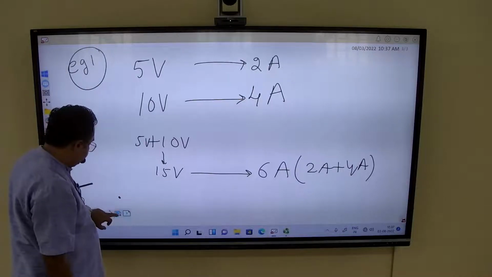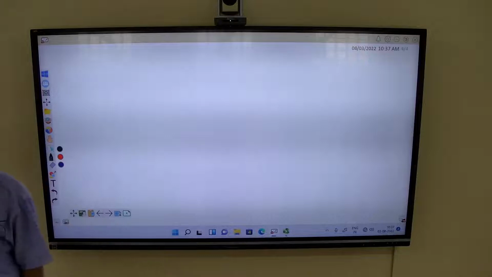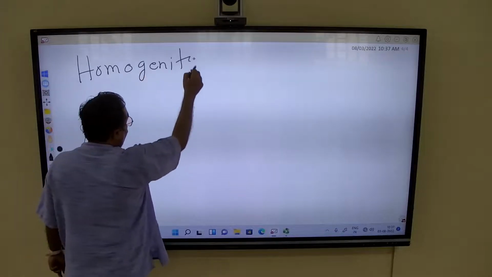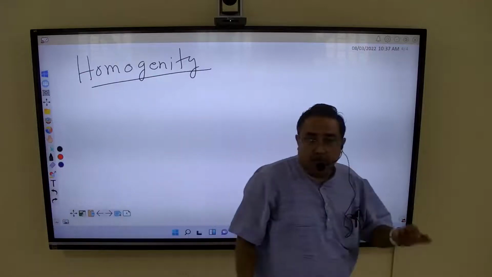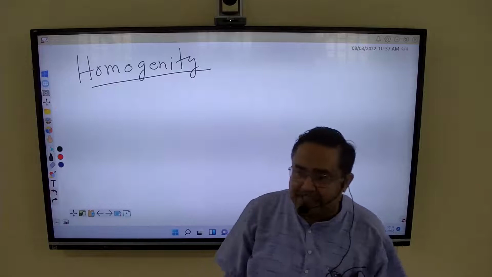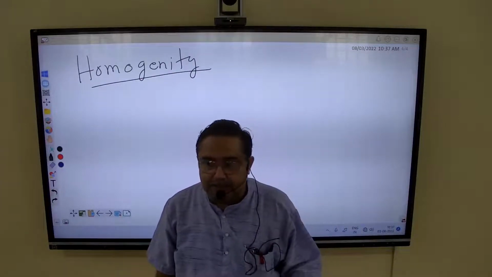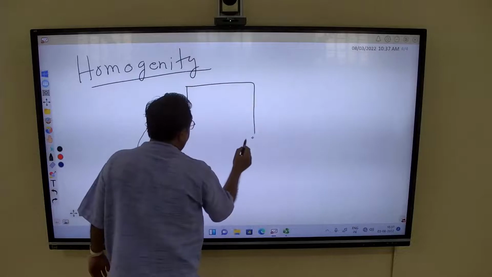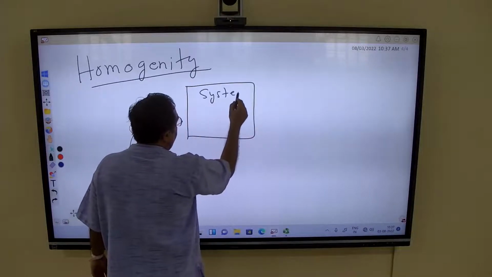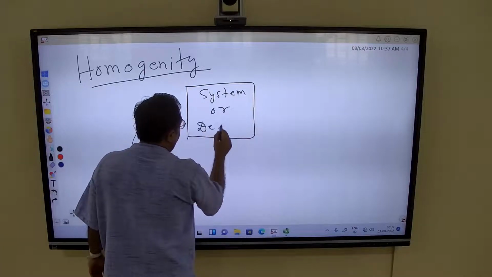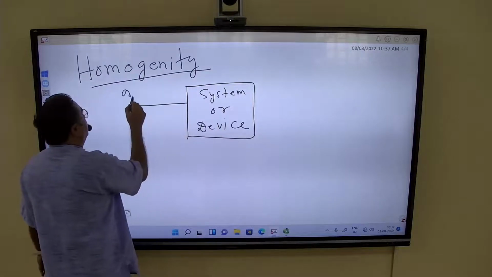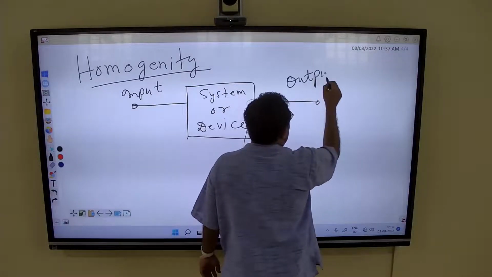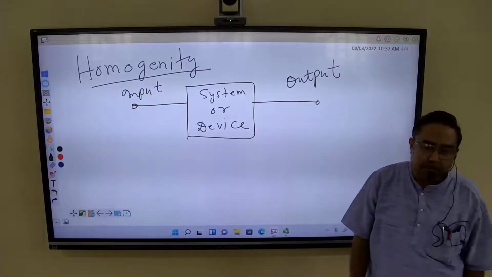Now next, what is the next principle to be followed in superposition? Homogeneity. Now, the word homo in Hindi means same. Is it clear? Same. Is it clear? Now, how do we interpret it in mathematical form? Suppose the same system or device, again, this is your input side and this is your output side. You got my point or not?